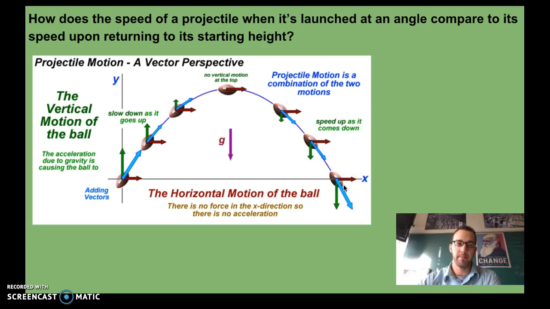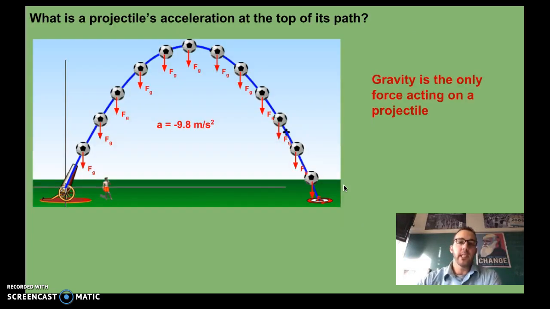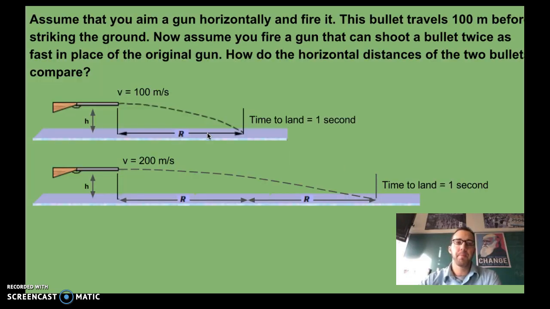What is the acceleration of a projectile at the top of its path? Well, it's the same on its way up, at the top of the path, and when it's on its way back down. It is always negative 9.8 meters per second squared because the only force acting on a projectile while it's in midair is the force of gravity.